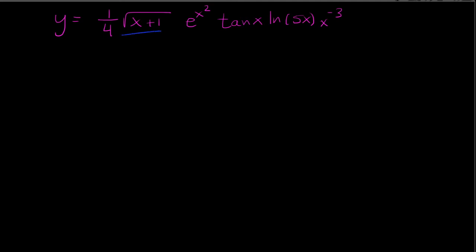Okay, next one we'll be looking at 5 different functions being multiplied. So we have 1/4 times square root of x plus 1 times e to the x squared times tangent of x times natural log 5x times x to the negative third. Okay, so now we're going to be taking the derivative of each one of these one at a time. So let's identify each one. So we have square root of x plus 1, e to the x squared, tangent x, natural log 5x, and x to the negative third.